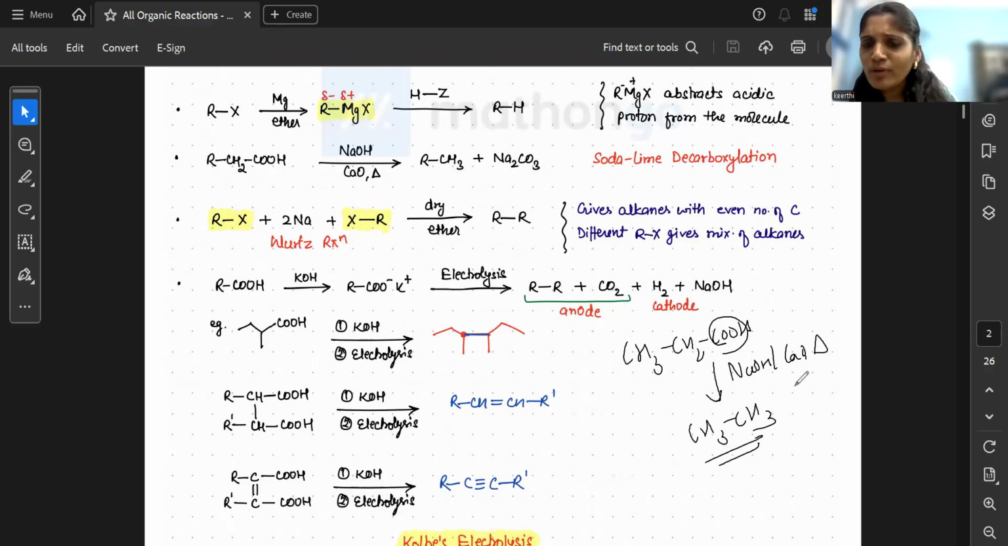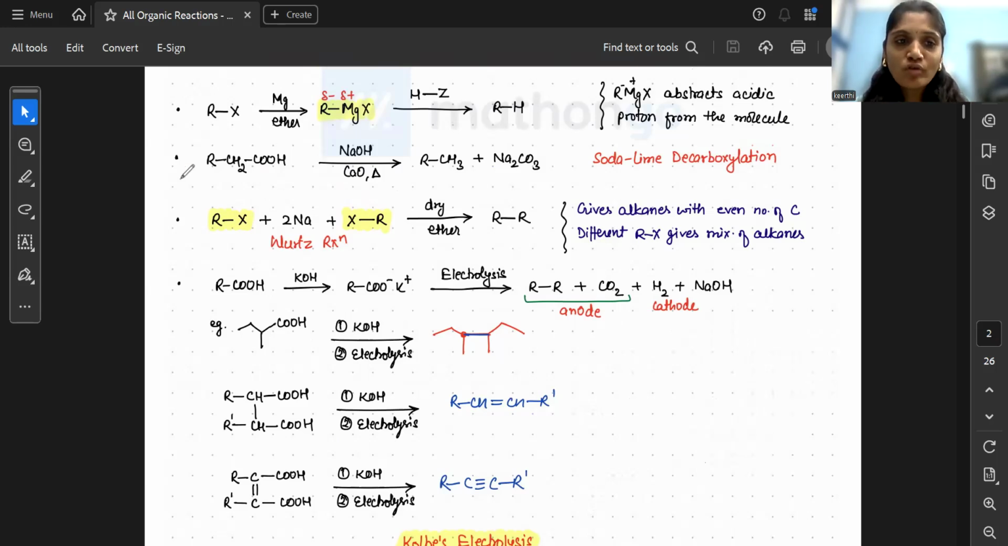And plus, by default, Na2CO3 is always there. So any carboxylic acid they give, eliminate the CO2 and write the product. So this is your soda lime decarboxylation, where you use carboxylic acids to prepare the respective alkanes. Hope this is clear. Now we have come to the last preparation method, which is Kolbe's electrolysis.